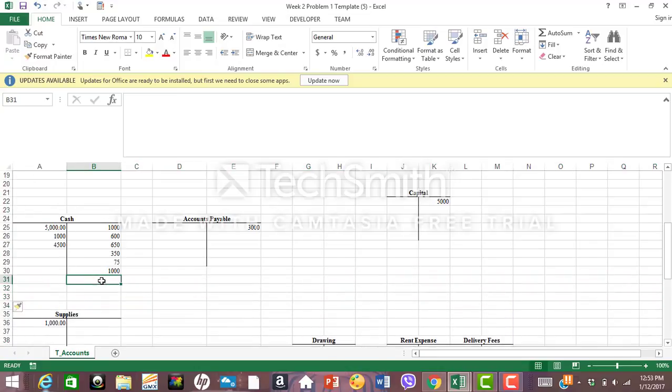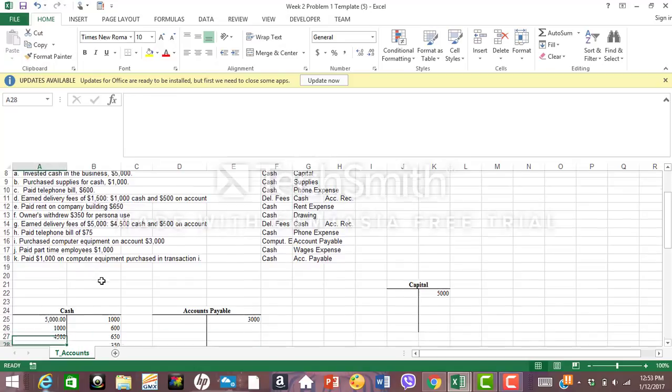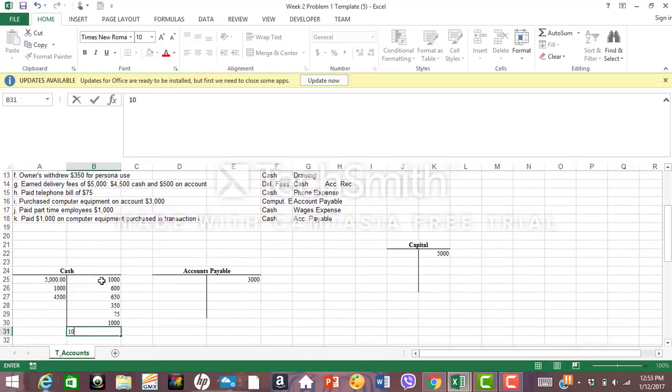All right, so then the last transaction says paid $1,000 on computer equipment purchase in transaction I. So that would be cash, we paid it, and accounts payable. And then we've paid $1,000 worth of it, so we credit $1,000 here, and then we debit $1,000 on accounts payable since we're paying out.